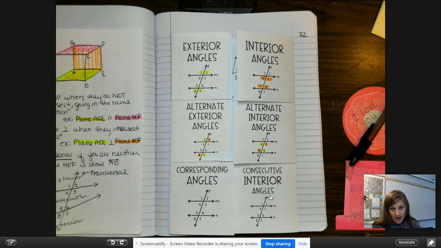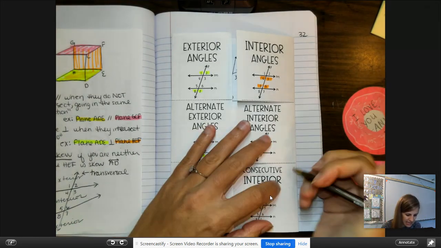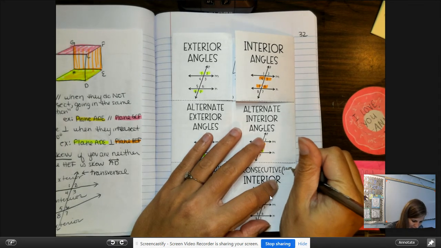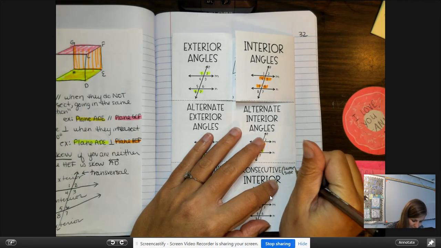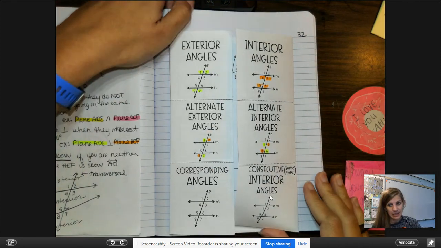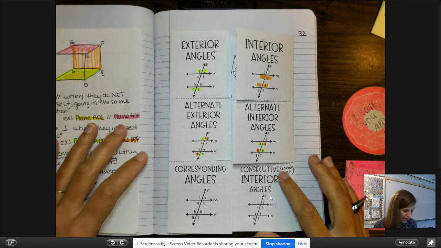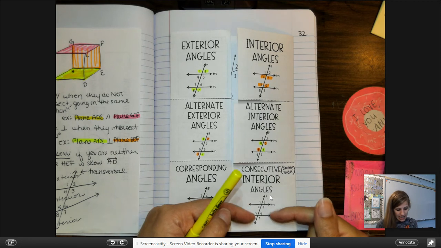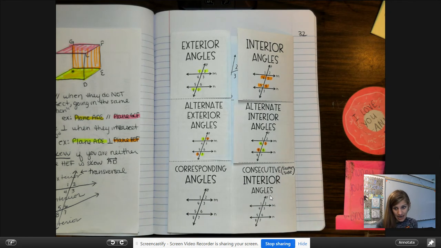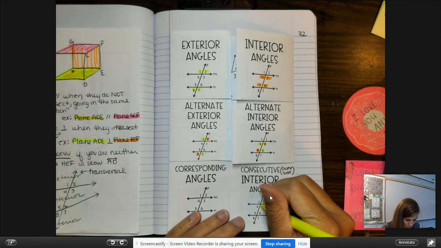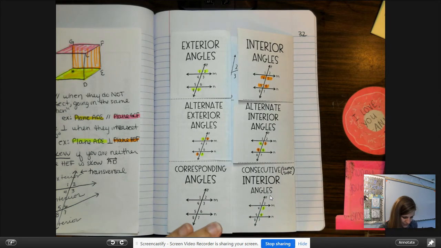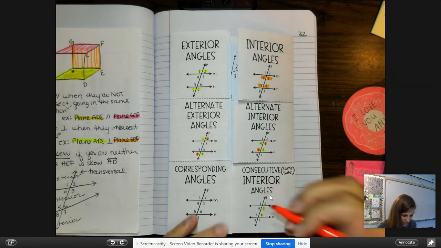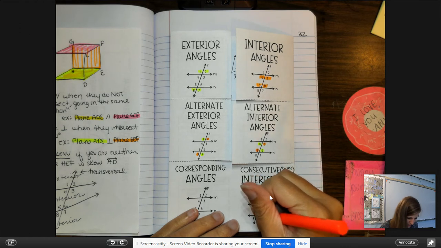Now, we can also have same side angles, which another word for same side is consecutive. I always like to just say same side because it's a little bit more descriptive, but consecutive means the same thing. So same side interior angles would be angles that are on the inside and then on the same side of the transversal. So a pair of those could be like 3 and 6 because they are inside and on the same side. We also have the pair 4 and 5.